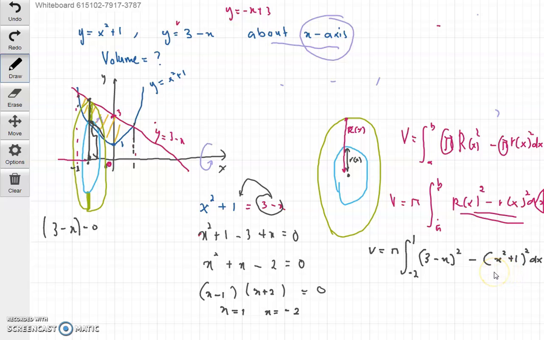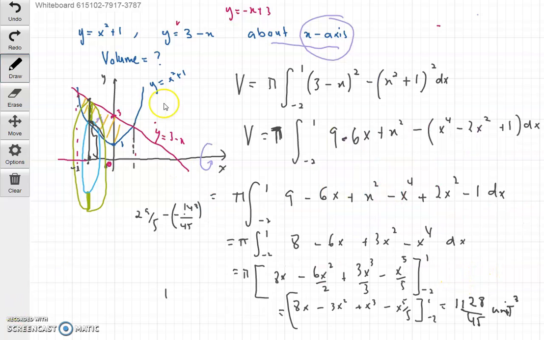Alright? You can pause the video and examine again how I get (3 minus x) squared minus (x squared plus 1) squared dx, and then you can solve for the equation. It's quite long because I ran out of time, so I already wrote it for you. Try to verify my calculation later on. If I made a mistake, please notify me so that I can make a correction. I suppose the final answer is 1128 divided by 45 unit cube, because we are calculating for the volume.